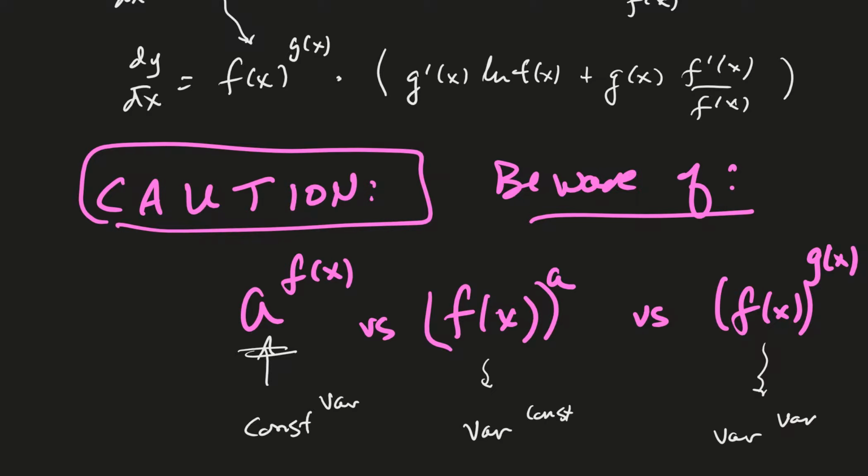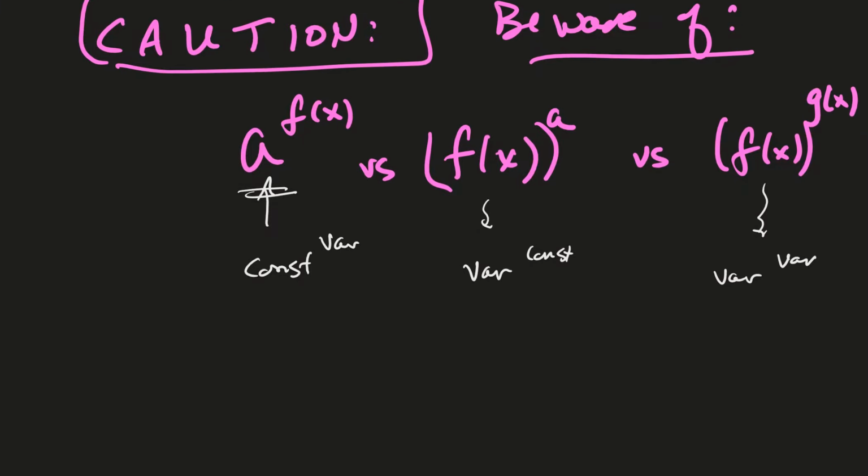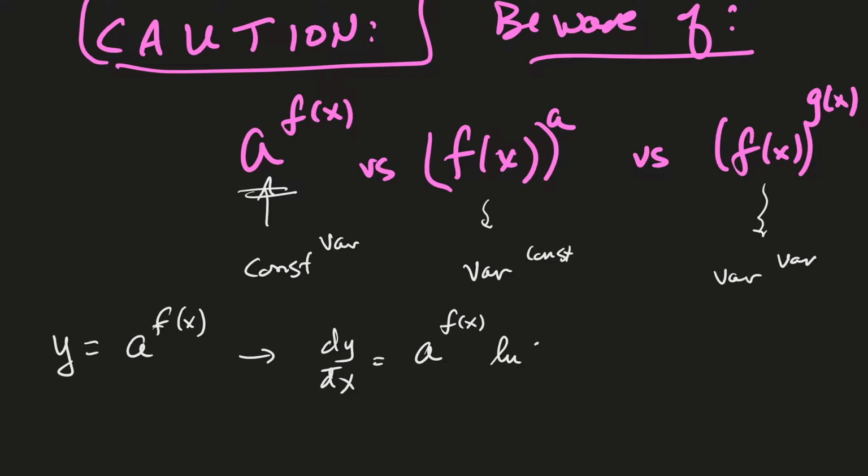Okay? So how do we differentiate each of these cases? If y is equal to a to the f of x power, then the derivative is the chain rule, and so the derivative of a to some power is a to this some power times the natural log of a. Then we multiply by the derivative of the inside function, so that's going to be times f prime of x. Okay, so that's the first derivative.